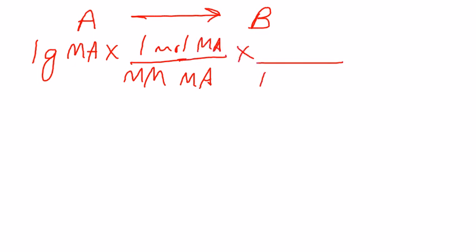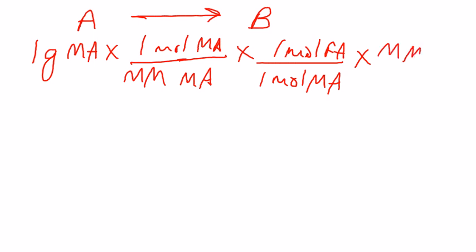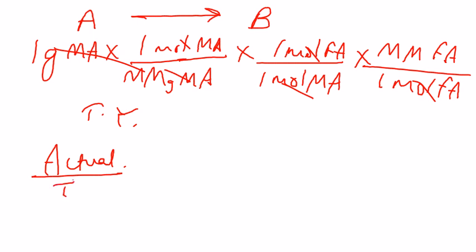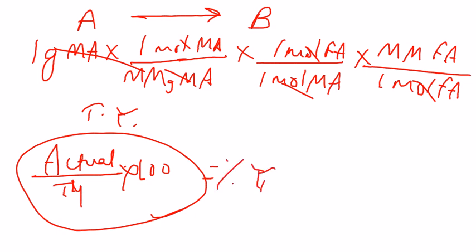And then since the stoichiometric ratio is that 1 mole of maleic acid gives you 1 mole of fumaric acid, now you're going to multiply it with the molecular mass of fumaric acid, because that is equivalent to a mole of it. And so the grams and grams are going to cancel off, the moles and moles are going to cancel off, and what remains is going to be your theoretical yield, and the actual yield is what you get from the lab. So actual divided by theoretical times 100 gives you your percent yield.